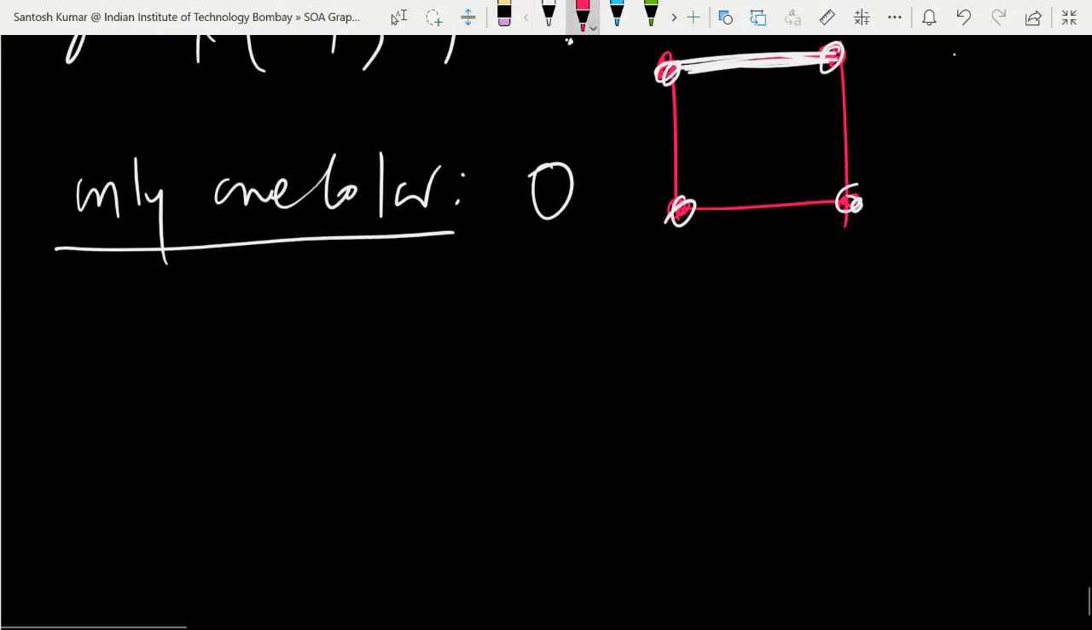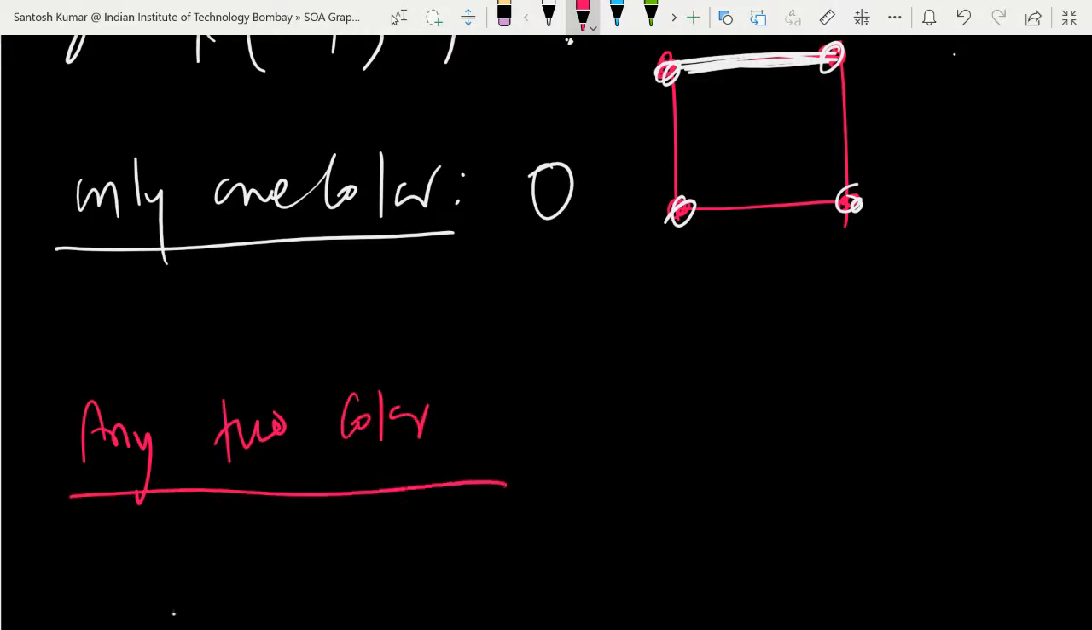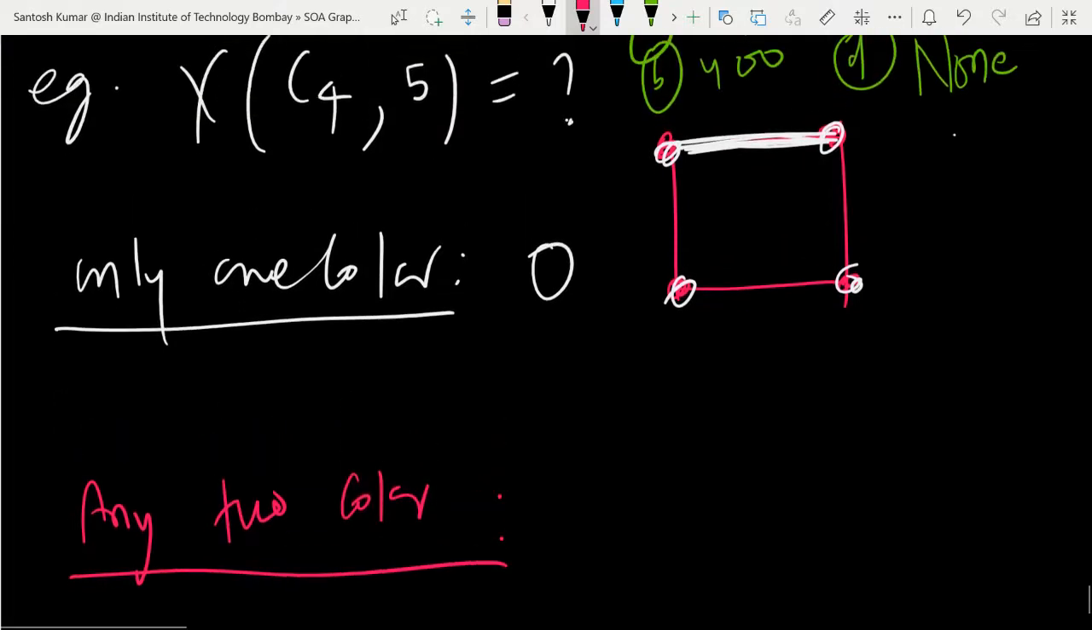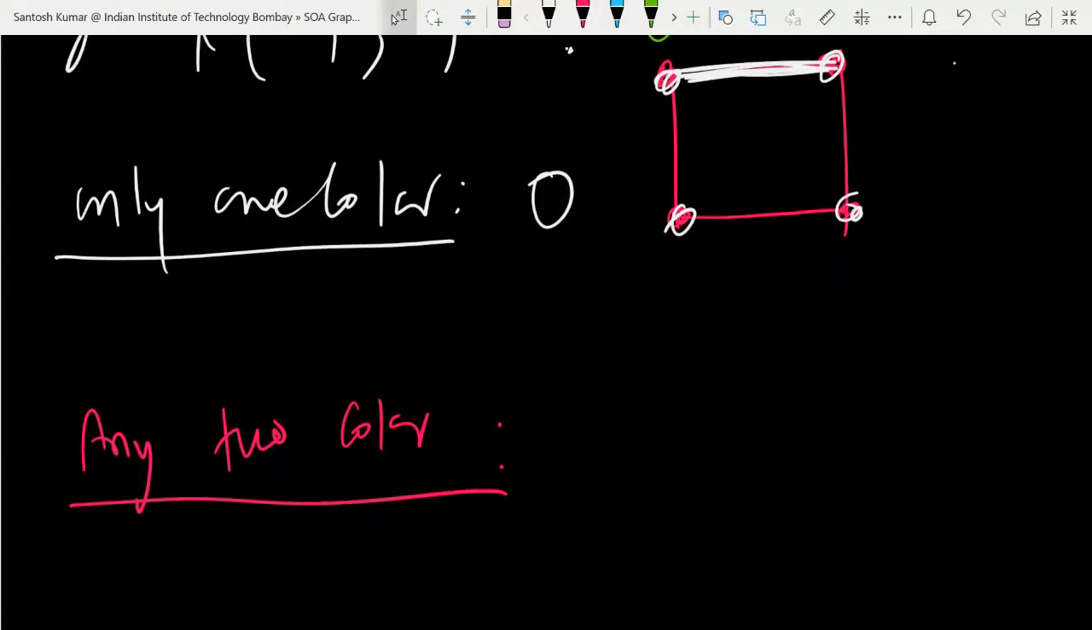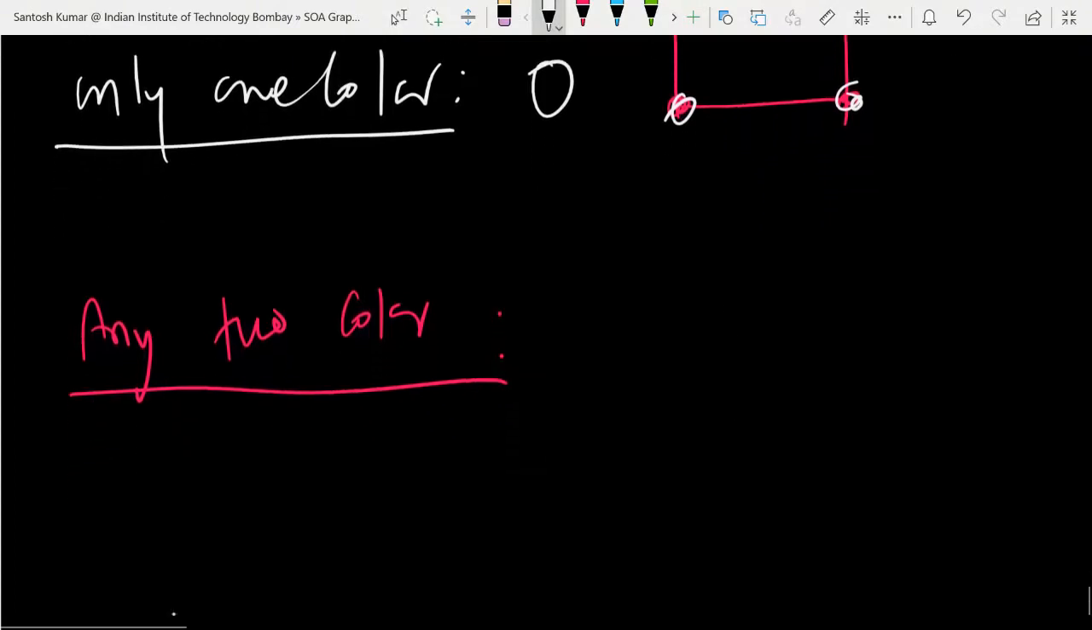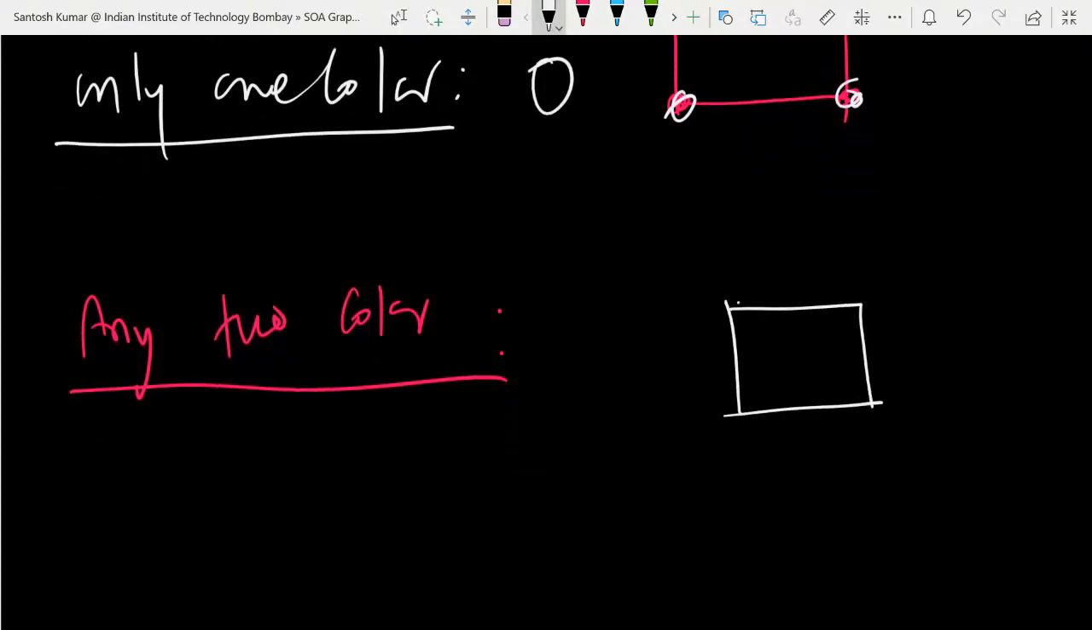Okay. Now I want to use any 2 colors. So if I use 2 colors, how many different proper colorings can we produce? Okay, so look here. Let me name the vertices A, B, C, D.